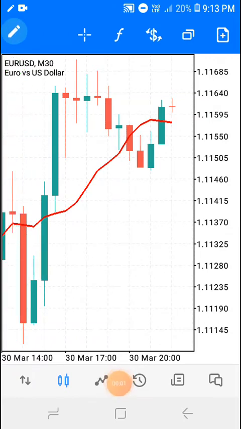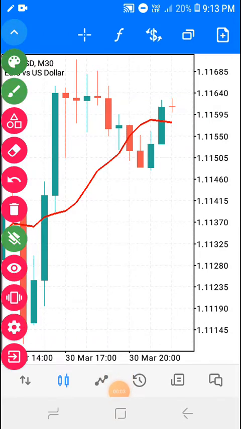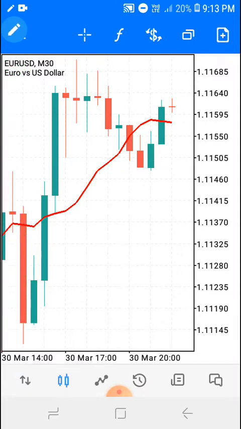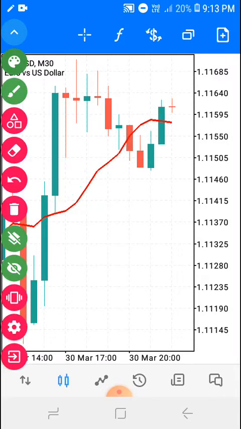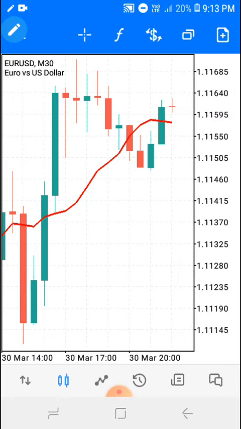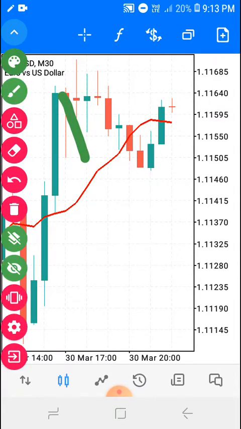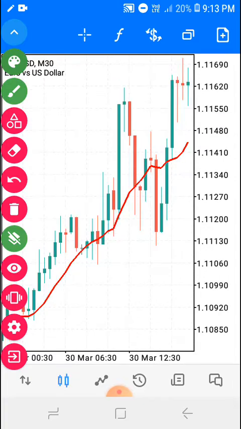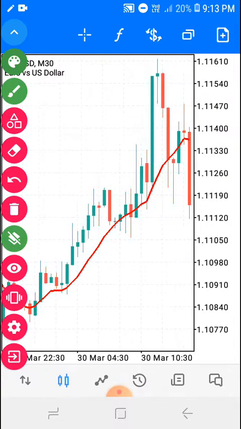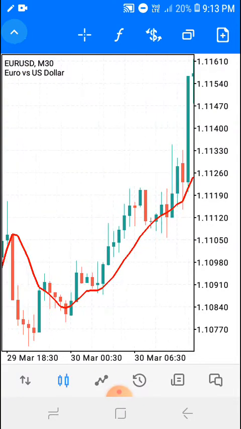Okay, so now I'm going to talk about how to use moving average for the signal. The moving average is a trend indicator, which means it shows you where the trend is. By any chance, let me just go back.